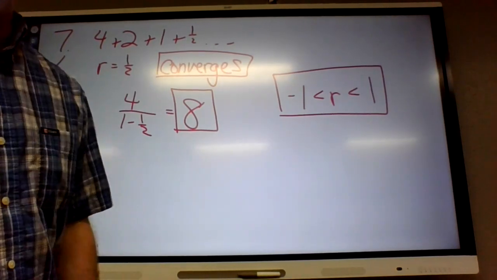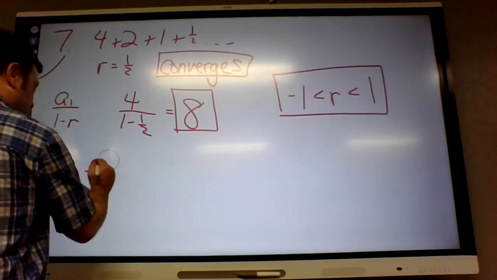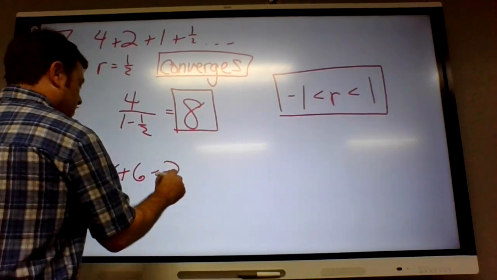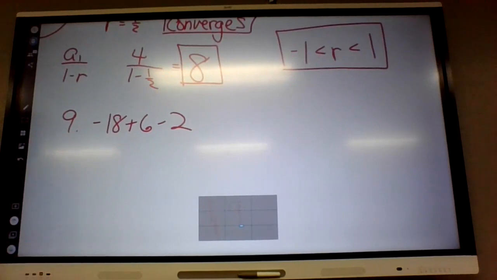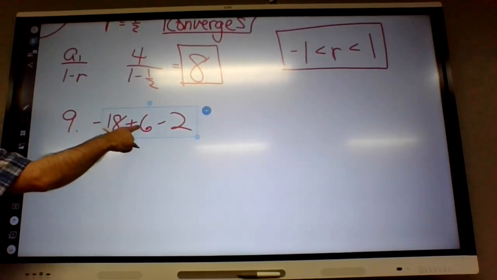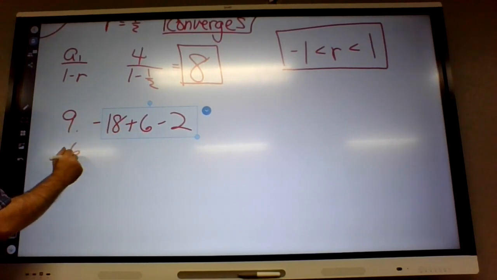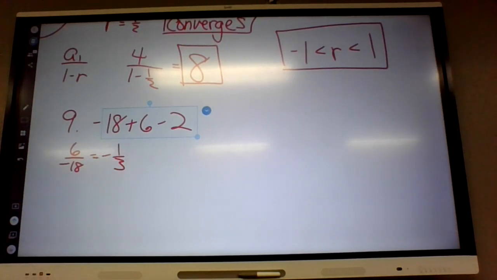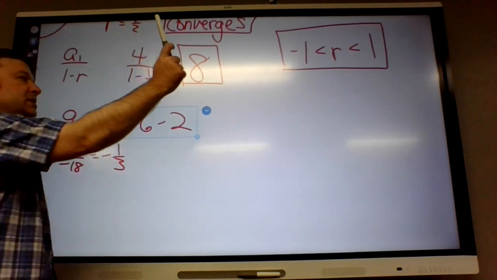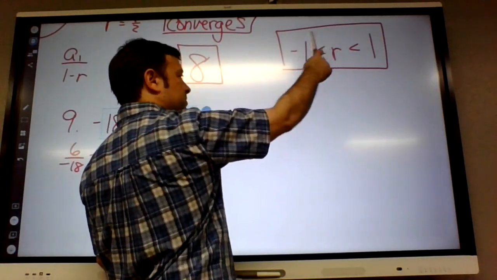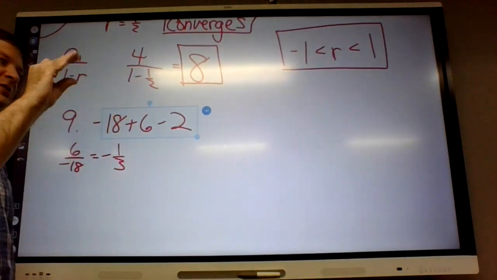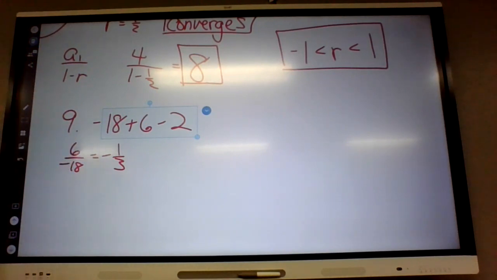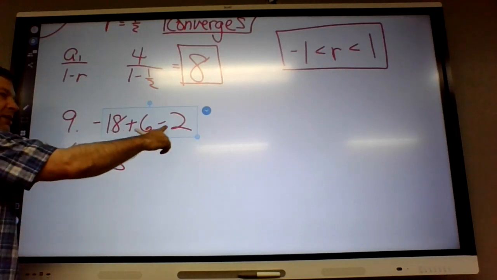Okay, number 9. -18 plus 6 minus 2. What is the common ratio? How do we get from there to there? 6 divided by -18 is -1/3. Is that going to converge? Yes. -1/3 is in that range. It'll make your numbers get smaller and smaller. The negatives will make it jump back and forth between positive and negative, but they still will be getting tinier as you go along.